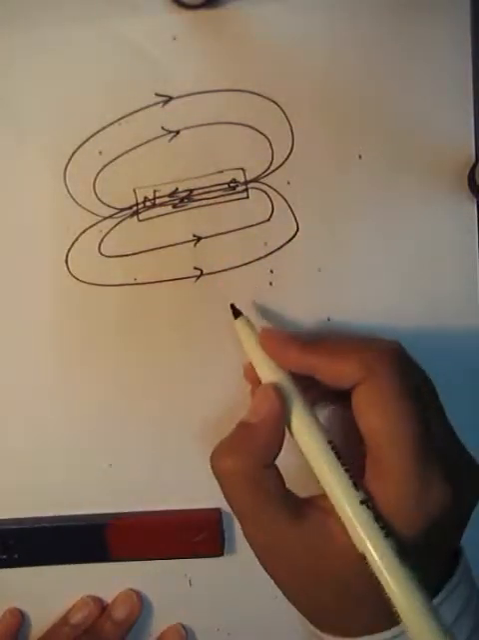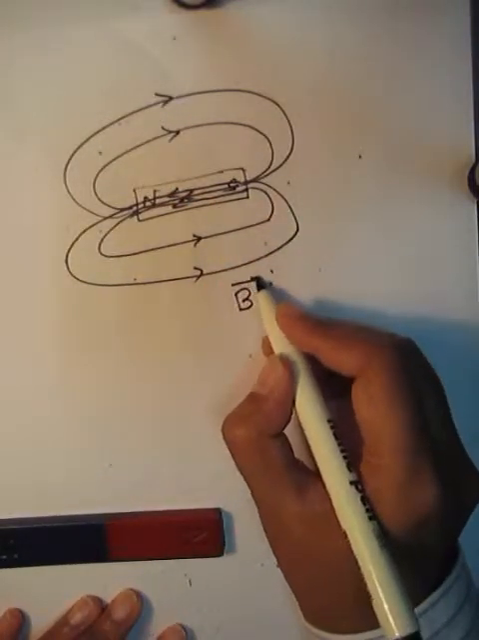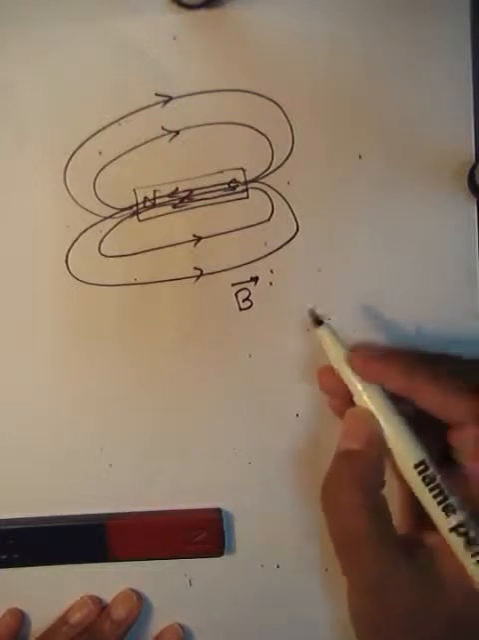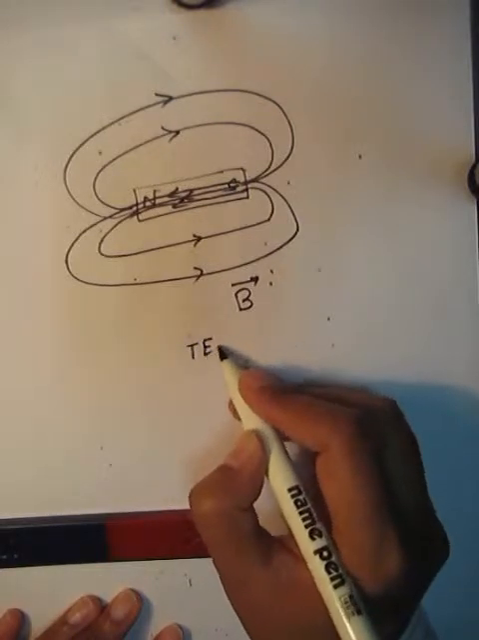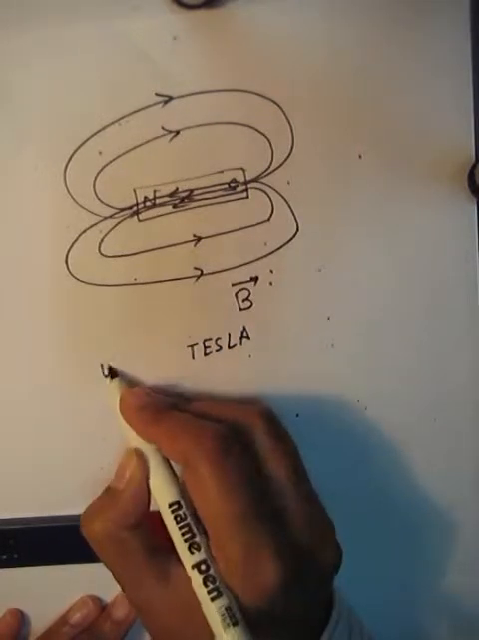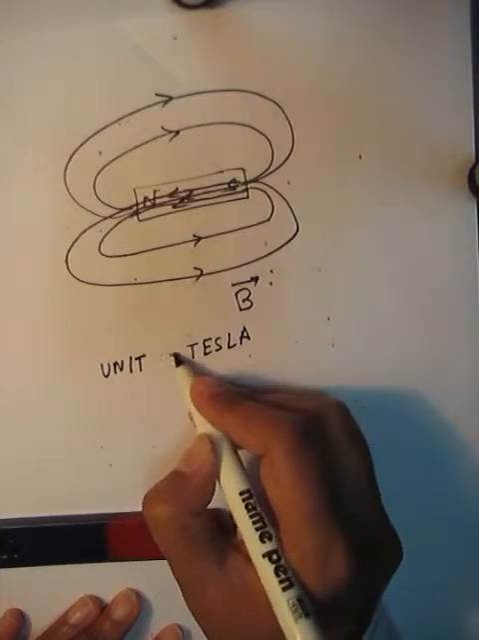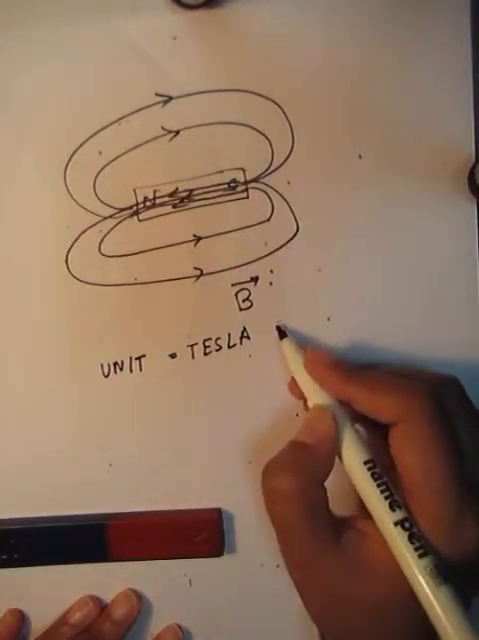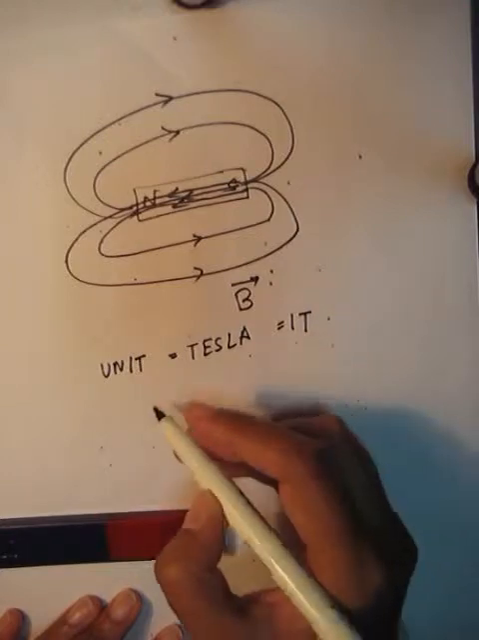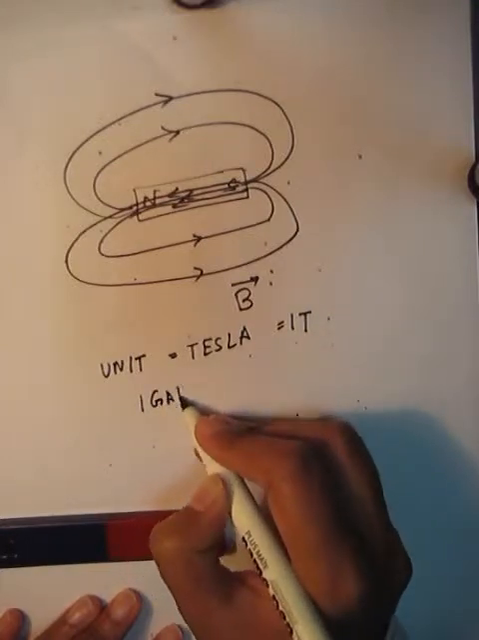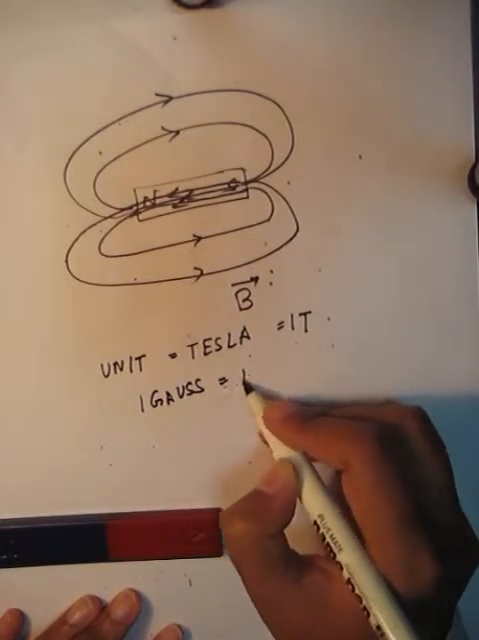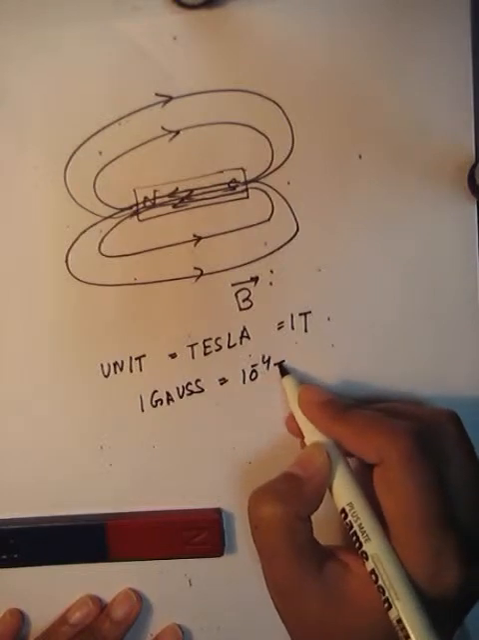The magnetic field is depicted by the symbol B vector, and it has a unit of Tesla, written as T, and there's another unit which is Gauss. So 1 Gauss is 10 to the power minus 4 Tesla.